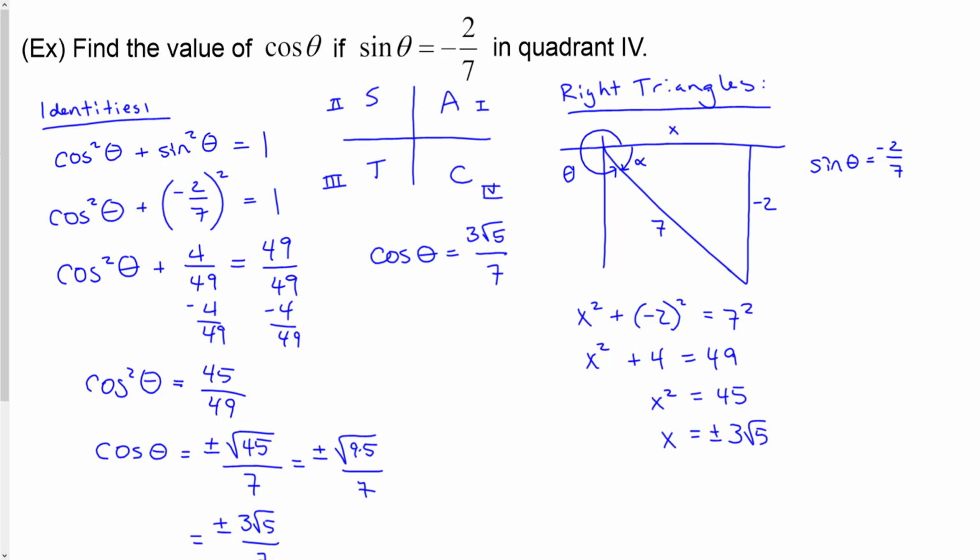And then I just have to choose the sign depending upon the quadrant. And if I'm in quadrant 4, this x value needs to be positive. So 3 root 5. Now that I have the other side of this angle, I can now say the cosine of theta, which is the adjacent side over the hypotenuse, I would get 3 root 5 over 7 as an answer. Either way, you're going to get the correct value.